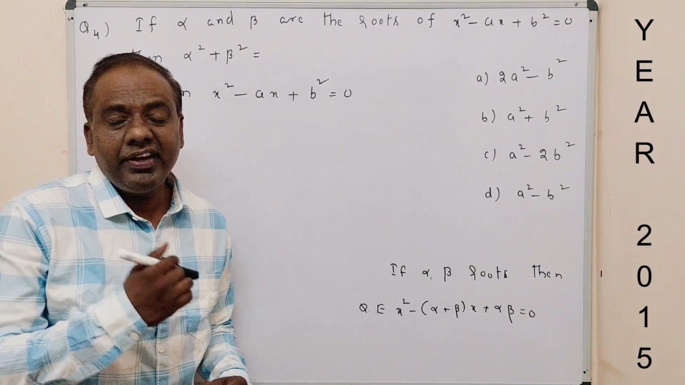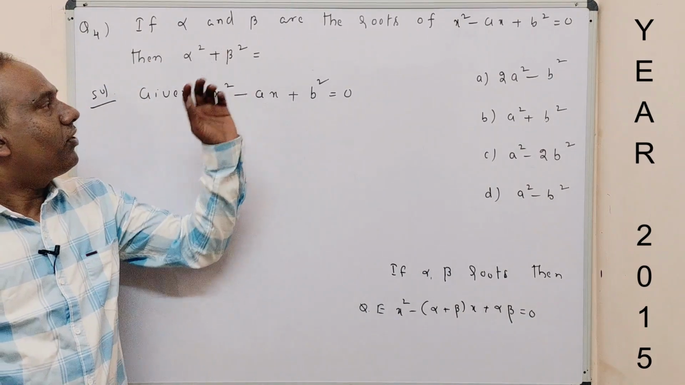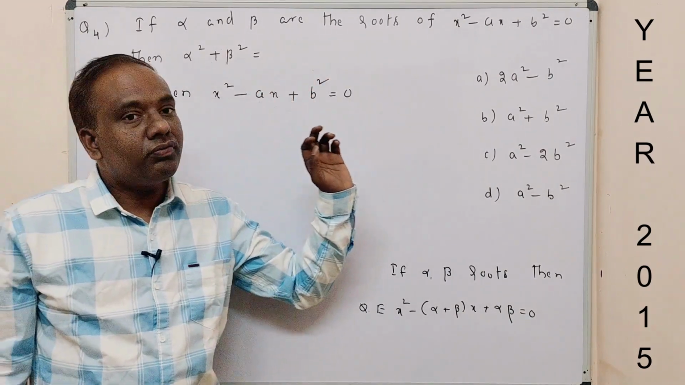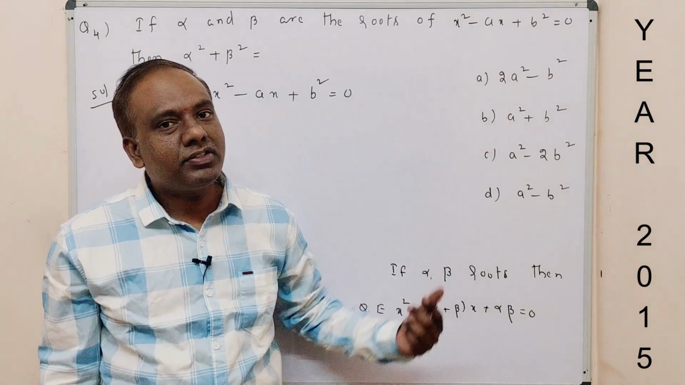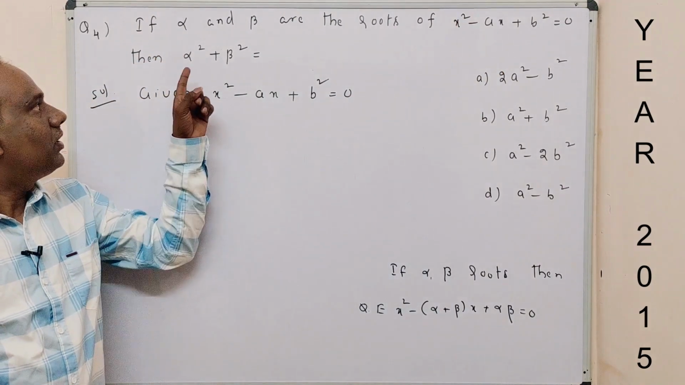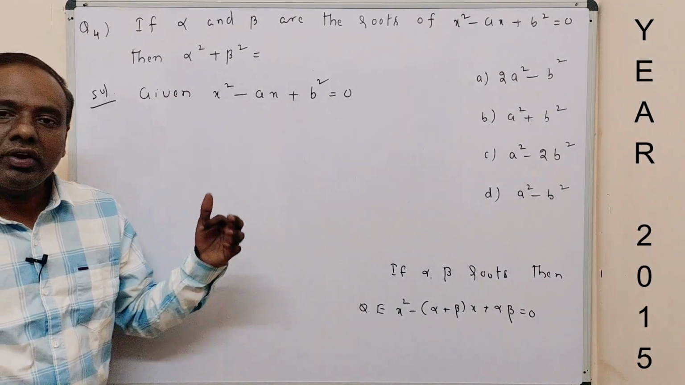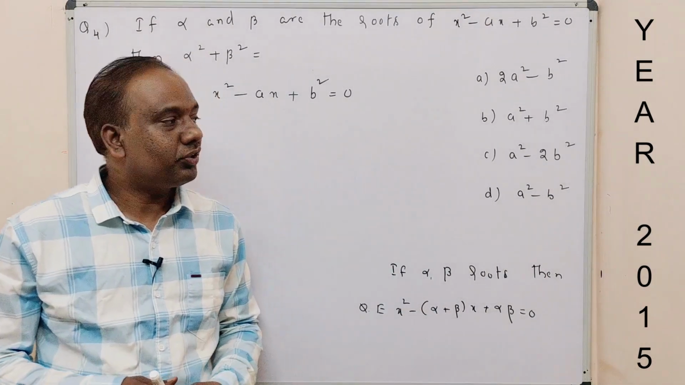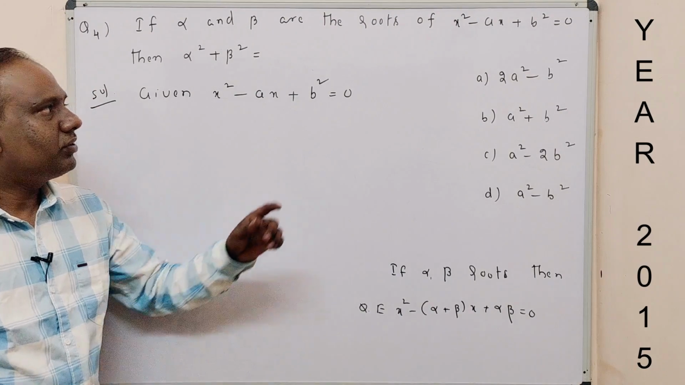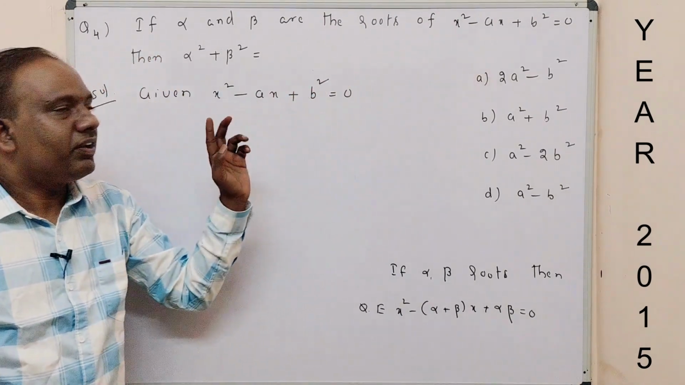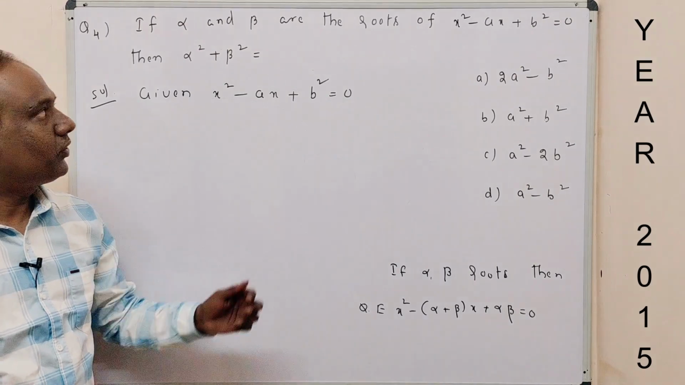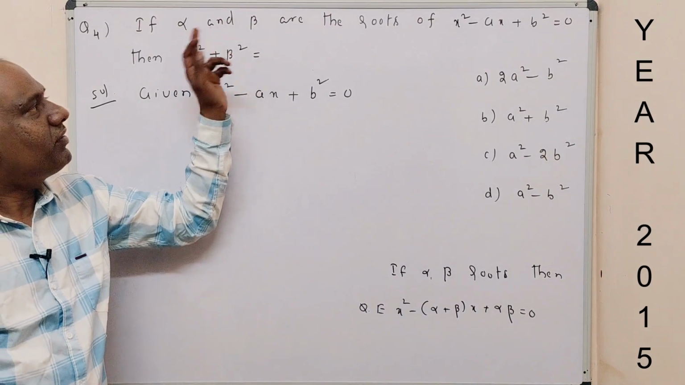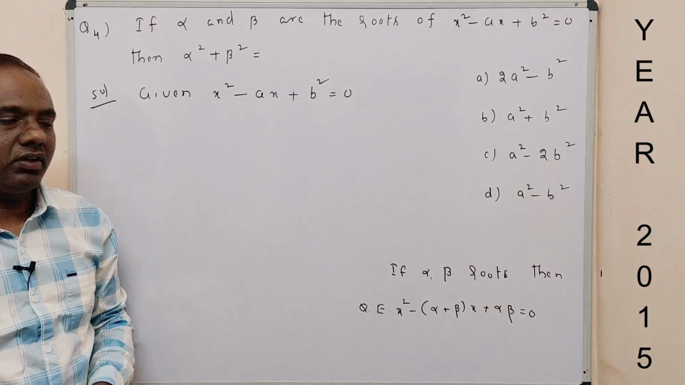Okay. So here the question is, if alpha and beta are the roots of x square minus ax plus b square is equal to 0, then alpha square plus beta square is equal to what? That is the question here. So actually the given quadratic equation is x square minus ax plus b square is equal to 0. Here in the question they have given alpha comma beta are the roots.